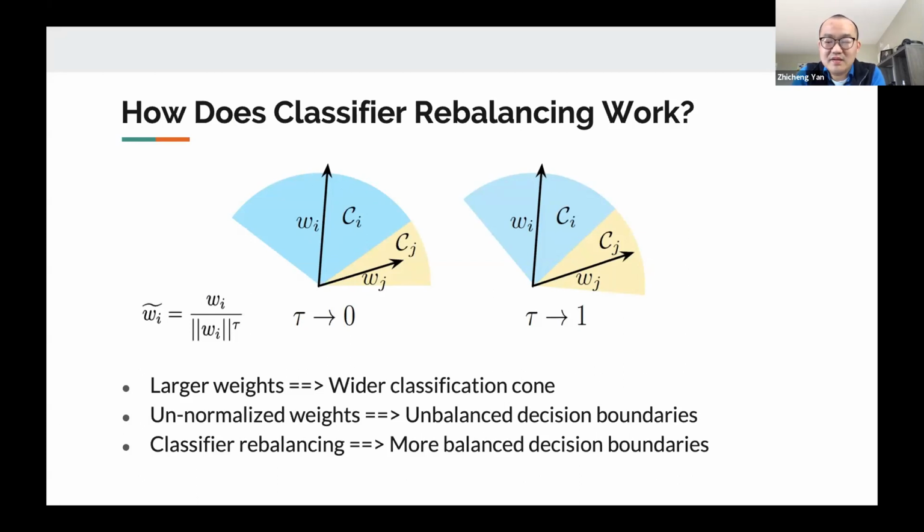And to balance such decision boundaries, by normalizing the weights using a tau hyperparameter, we can actually make the decision boundaries more balanced in this case. So that achieves the effect. We can improve performance on those medium-shot and few-shot classes.